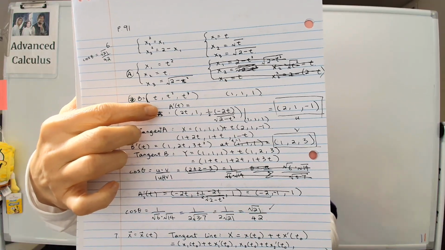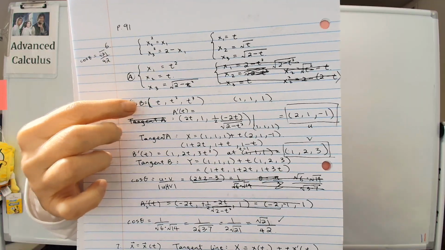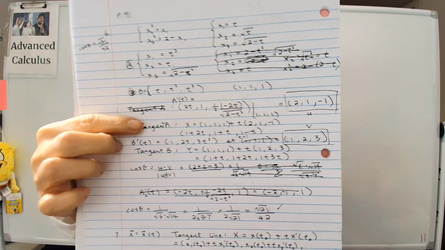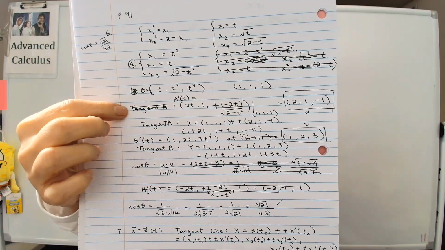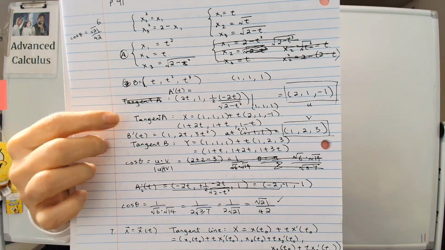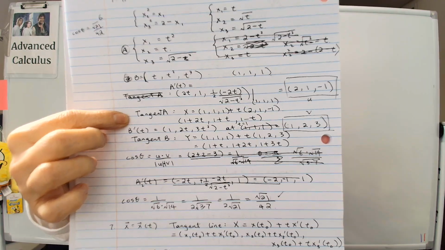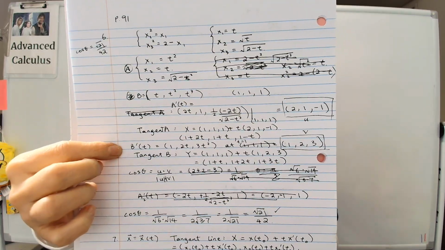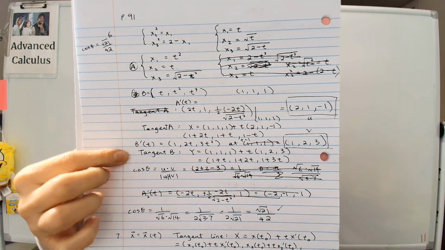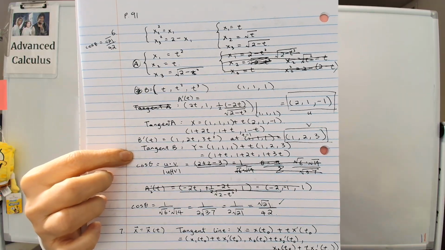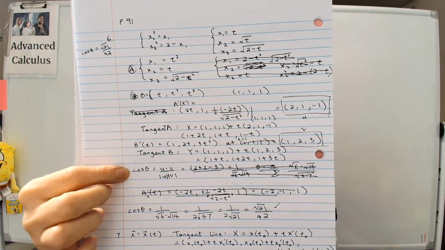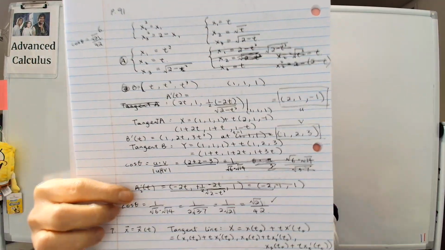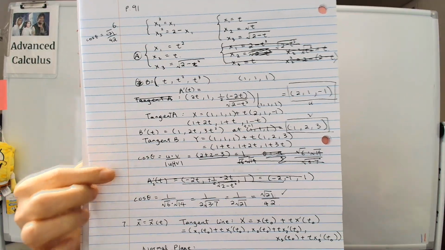And then at t equal to 1, then it equals (2, 1, 1) over there, and (2, 1, negative 1) over there. And then I was able to write down the tangent line for that. And then at the other equation, similarly, I'm able to write down the tangent line, okay? And then I calculate the cosine theta, which is the dot product of those 2 divided by the magnitudes, which I then messed up, as you can see.